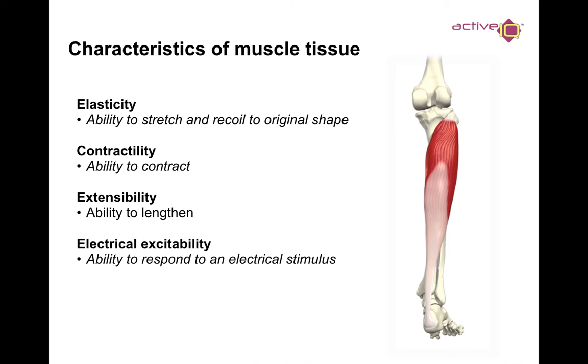Electrical excitability, it's an interesting word for you there. The ability to respond to an electrical stimulus. Our brain sends out mild electrical stimuli, which is what ultimately controls our muscles. But if you were to apply an electrical current to any part of the body, you would see either a spasm or a jolt, and that's because muscles respond to electrical excitability.